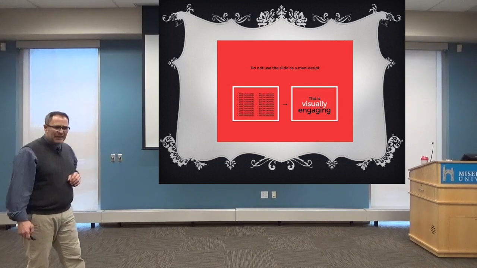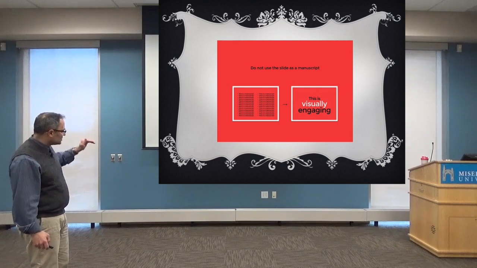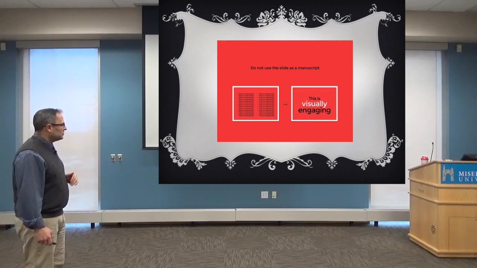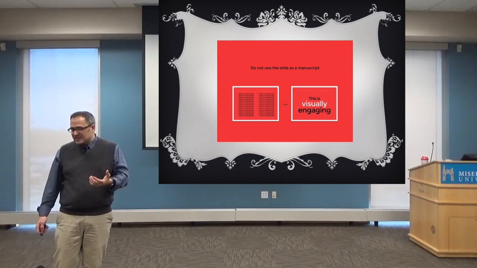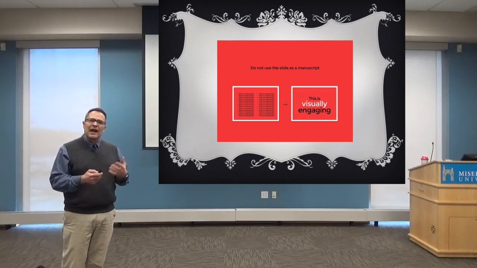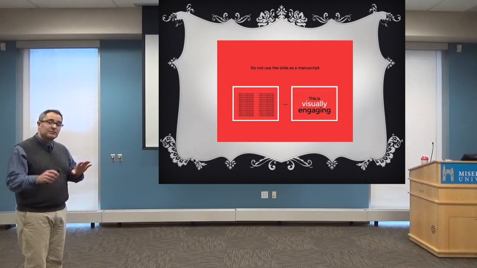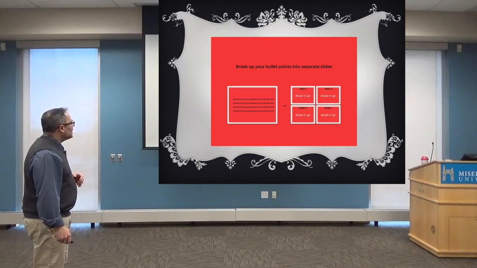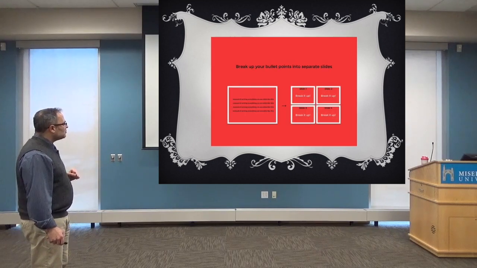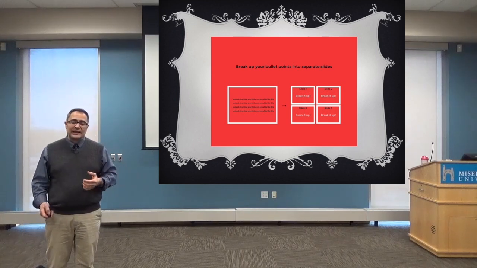Don't use your slide as a manuscript. This is an example of bullet points being used in succession. Think visually. Break up your bullet points. Perhaps you want to put them on separate slides, or you want to use some graphics along with it, but think differently about the way you use bullet points. They can be very effective, but they can be overused as well. This is an example of where you can break up your bullet points into separate slides. It doesn't all have to be on one slide.